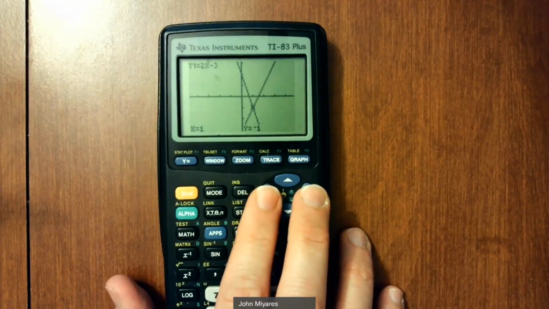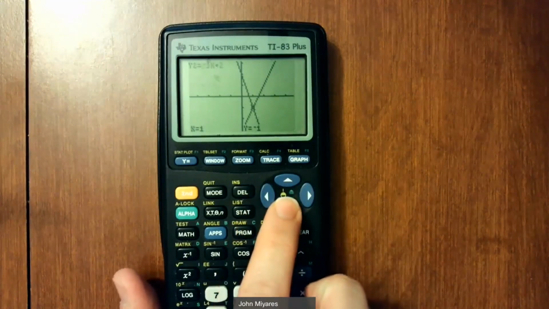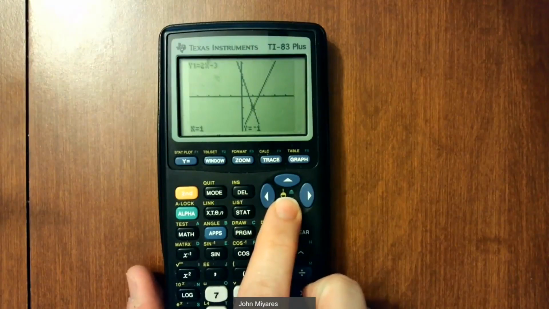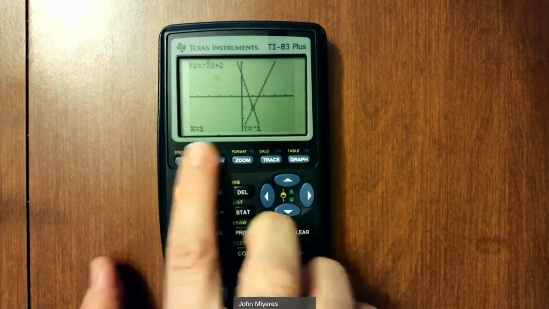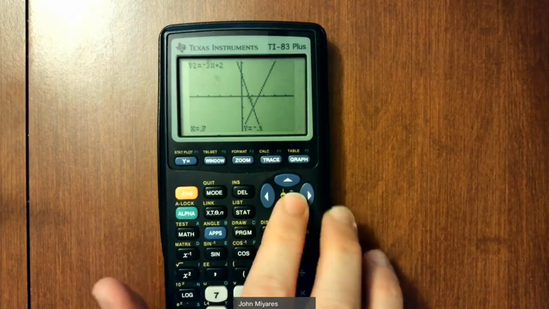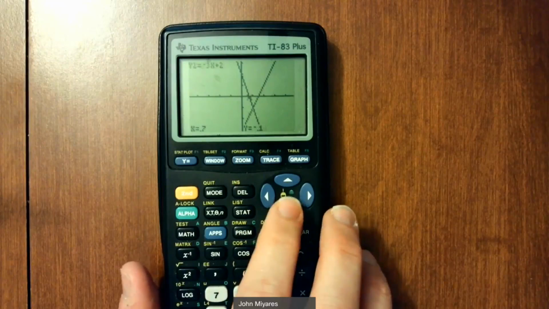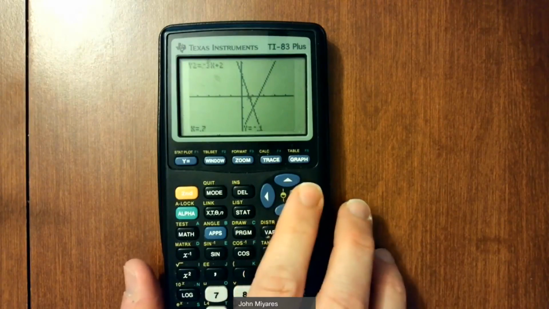I can verify that this is the solution of the system in multiple ways. One, if I use the up and down arrow to jump back and forth between the two graphs, notice that my x and my y values aren't changing, whereas if I clearly was not on the graph and I use the up and down arrows, then I'm going to have clearly different points that I'm matching up with.